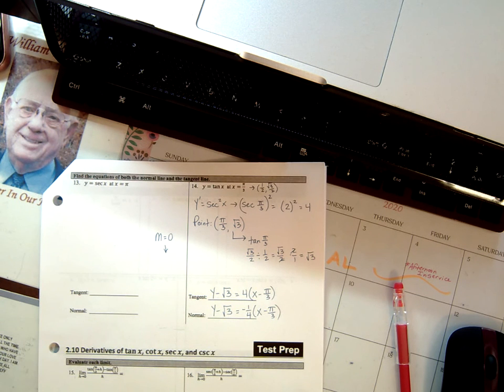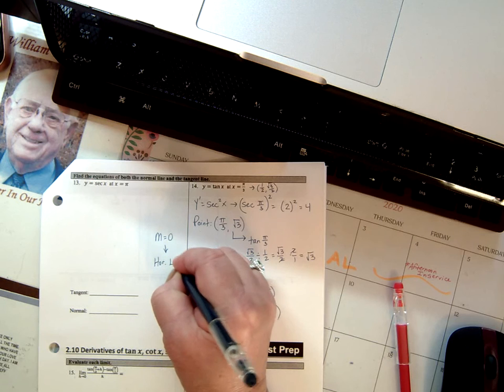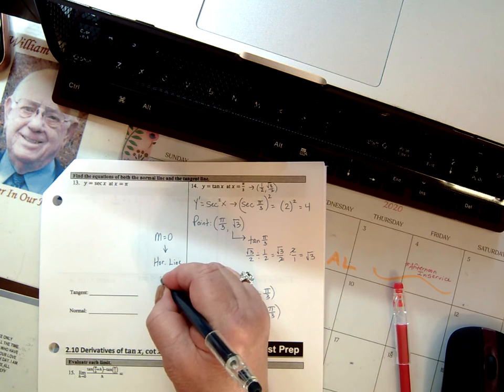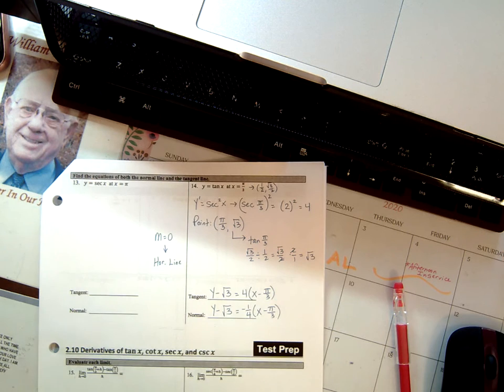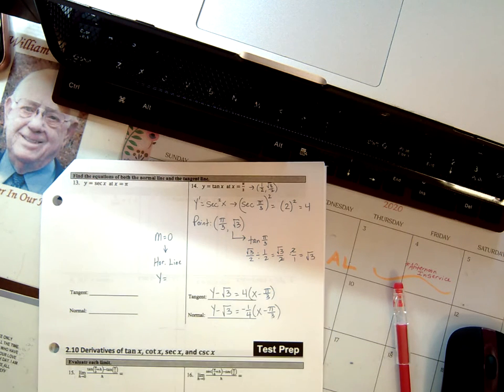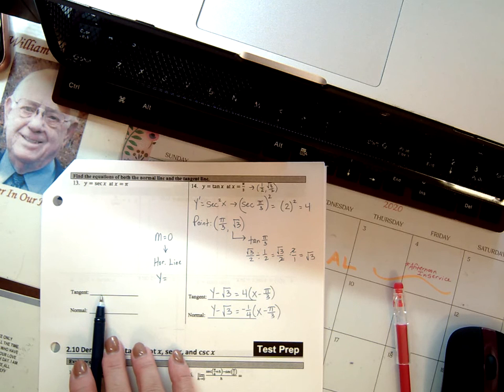So if it's a horizontal line, any horizontal line, what's its equation going to be? Think about it, it's going through the y-axis. It's got to be y equals. So really, the answer to this question is whatever the y is for your point. That's going to be what your tangent line is. Does that make sense before I talk about the normal line? Okay, so y equals whatever your y coordinate is for a horizontal line.